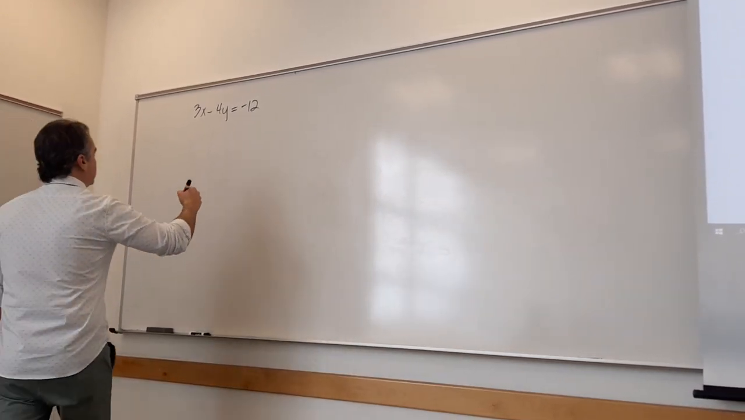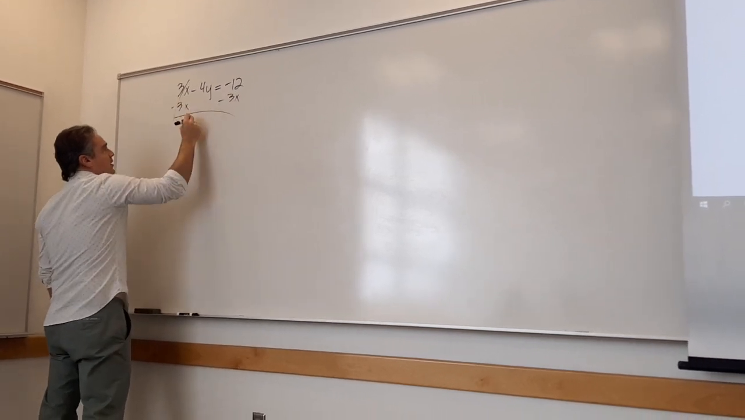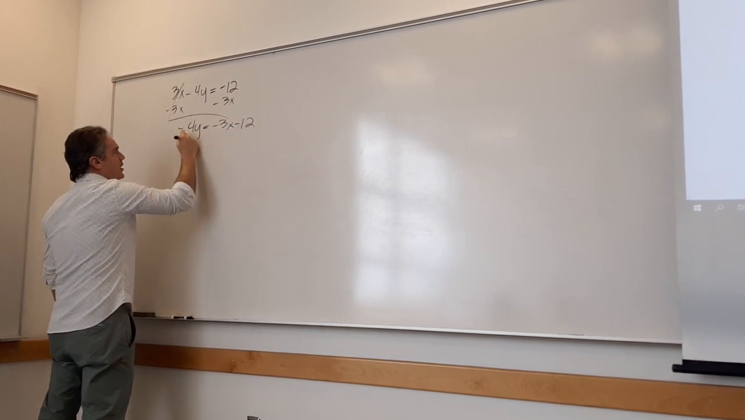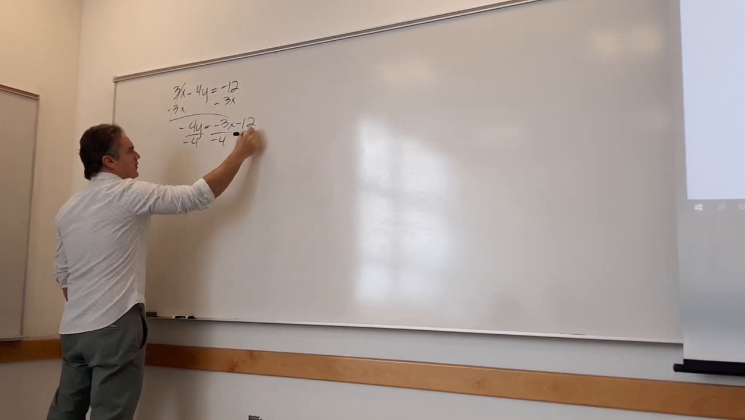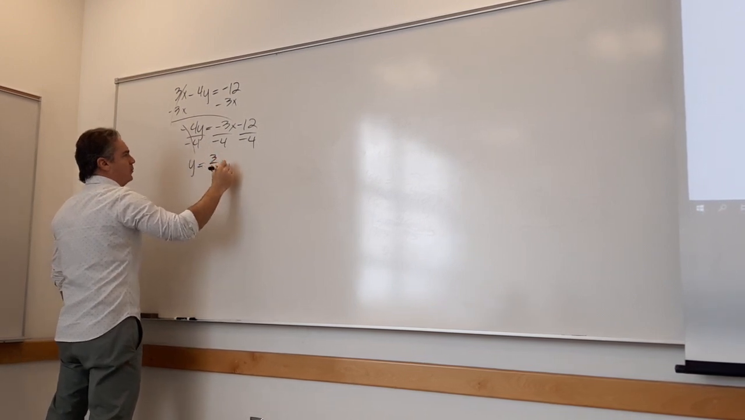Okay, we're going to put this in y equals mx plus b form. We're going to subtract 3x. This cancels. We get negative 4y equals negative 3x minus 12. We're going to divide by negative 4, divide by negative 4, and divide by negative 4. And we get y equals 3/4 x plus 3.